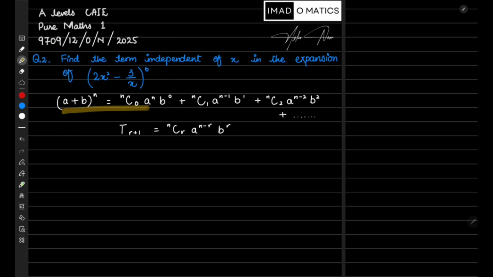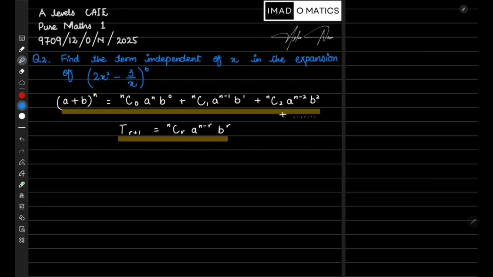So we have two formulas for the binomial expansion. One is if you have (a + b) to the power n, the expansion is nC0 a^n b^0, then nC1 a^(n-1) b^1, and in the same way the powers of a continue to decrease and the powers of b continue to increase by 1. Then we have one more formula for this, that is the term formula.